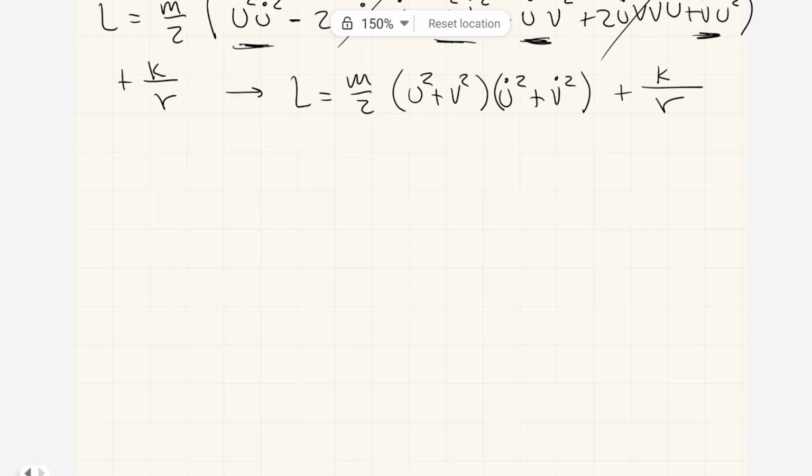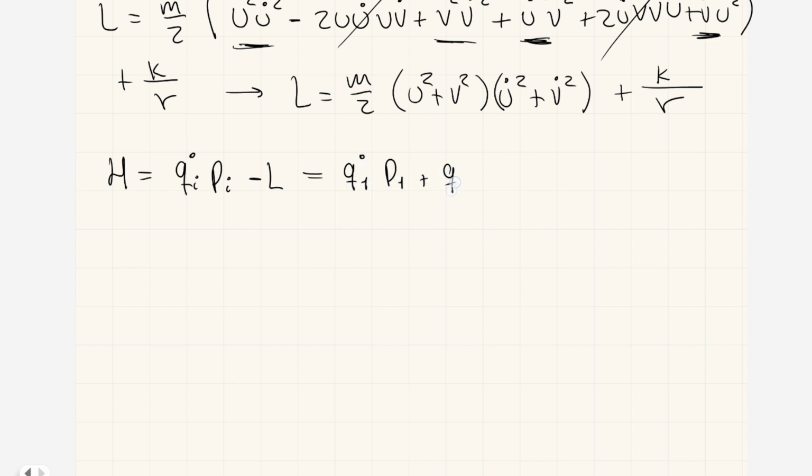So we are going to be interested now in finding what is the Hamiltonian of the Kepler problem. Remember that the Hamiltonian is defined as q_i dot p_i minus the Lagrangian. Remember that these two indices say that we need to make a double sum. So this will be q1 dot p1 plus q2 dot p2 minus L, because we have only two generalized coordinates. But of course here q1 is equal to x and q2 is equal to y, so this is equal to x dot px plus y dot py minus L.